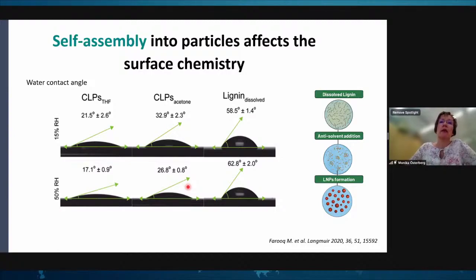Especially, I think these particles will be quite nice in hydrophilic media, either in a composite together with hydrophilic cellulose or in aqueous media.